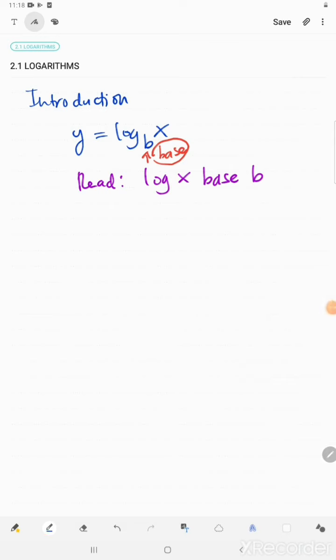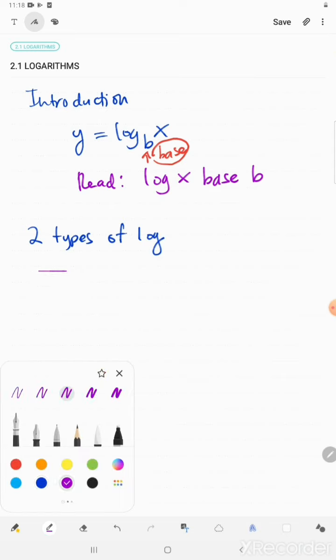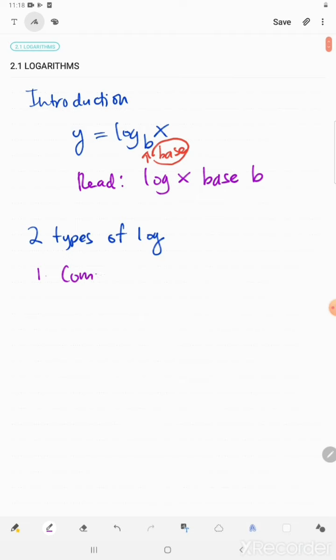The second one, we have two types of log. The first is common log. What is common log? When you see log x, it is actually equal to log x base 10. By default, if you are doing your exercises and you see log x, it doesn't state any base here, so basically it means base 10.